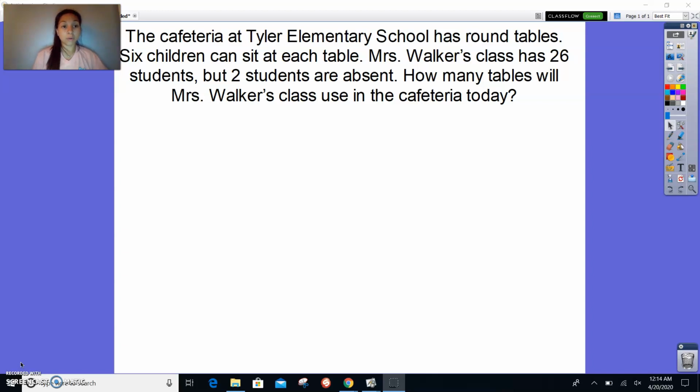So our word problem says, the cafeteria at Tyler Elementary School has round tables. 6 children can sit at each table. Mrs. Walker's class has 26 students, but 2 students are absent. How many tables will Mrs. Walker's class use in the cafeteria today?